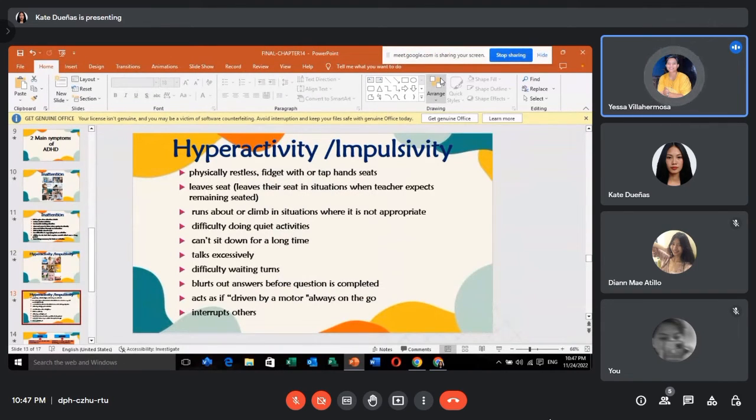Physically restless, fidgeting with one's hands or seat, leaving their seat in a situation where the teacher expects them to remain seated, running about or climbing in situations where it is not appropriate, difficulty doing quiet activities, can't sit down for a long time, talks excessively, difficulty waiting turns, blurts out answers before the question is completed, acts as if driven by a motor, always on the go, interrupts others, seems to be in constant motion, runs or climbs at times with no apparent goal except motion. Such sudden and thoughtless behaviors frequently interrupt others.